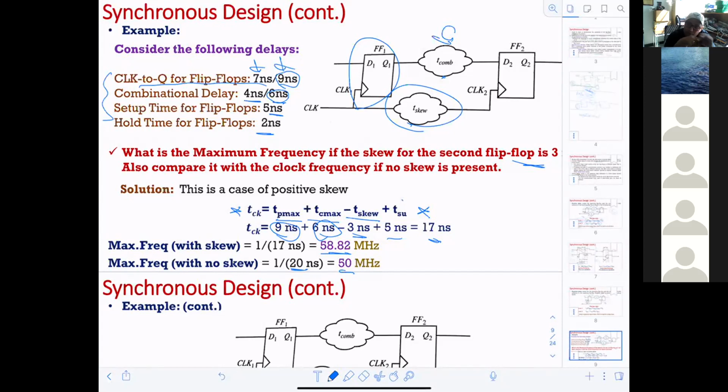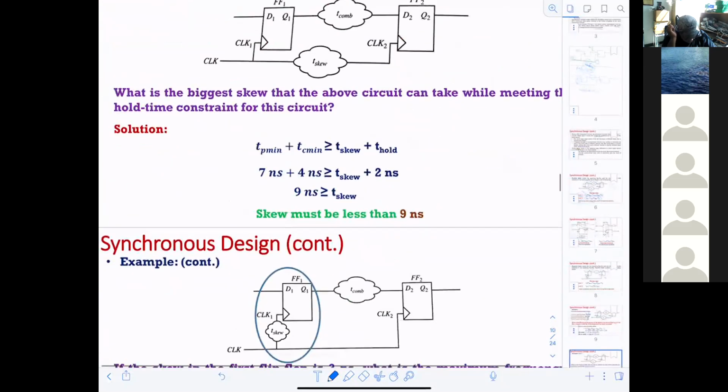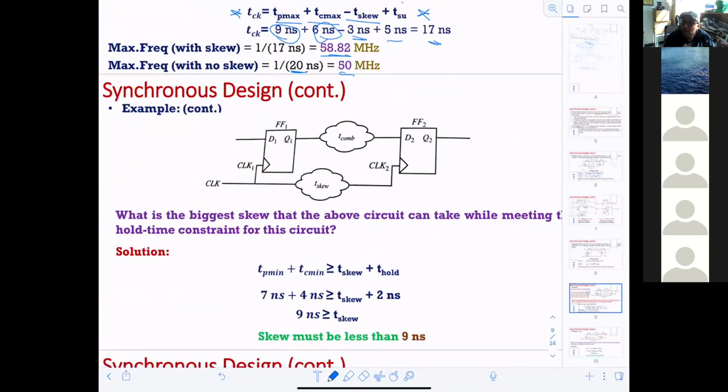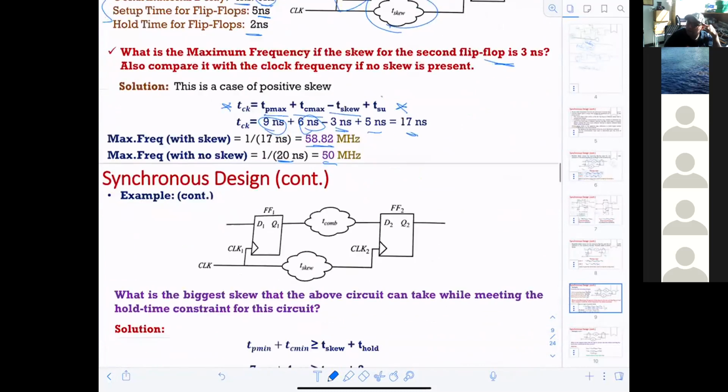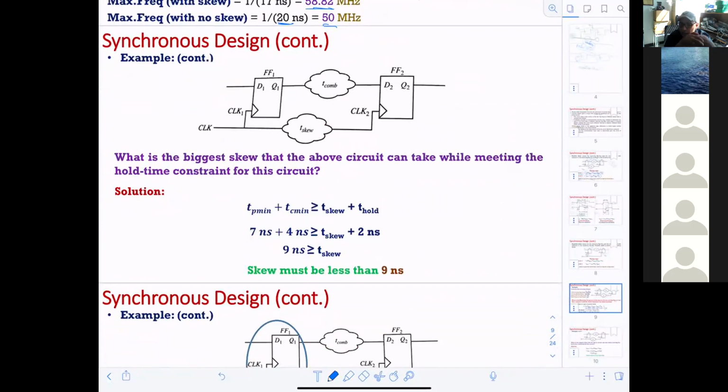That makes sense? Now we need to look into the hold time and the violation. So what is the maximum skew? I'm looking for the maximum skew that this type of circuit with this requirement can take while holding without any violation. What is the maximum skew that the above circuit can take while meeting the hold time constraint? We already have the hold time here as 2 nanoseconds, right? So I can put it in this equation and apply it, and I will find out that my skew should be less than or equal to 9 nanoseconds.